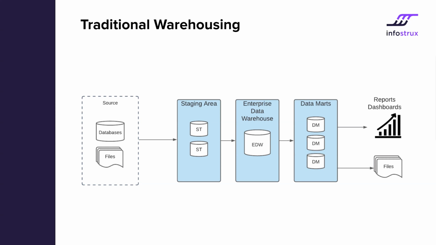Now, once the data is loaded into the staging area, it's modeled into an enterprise data warehouse. This is usually a fairly normalized structure that reflects how the business works. And then the data is massaged into data marts that prepare the data for analytics. So these are your usual star schemas, maybe a little bit of snowflake thrown in, so that the reporting and the dashboards can be made easy, and then perhaps some exports to downstream systems can be generated.